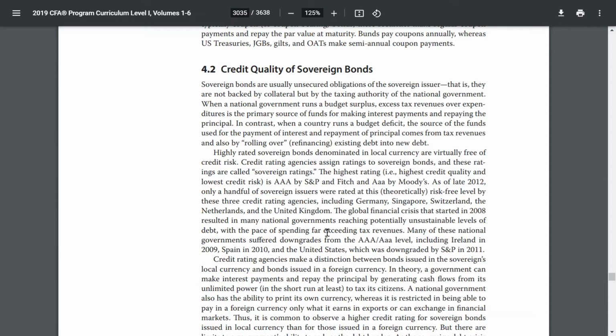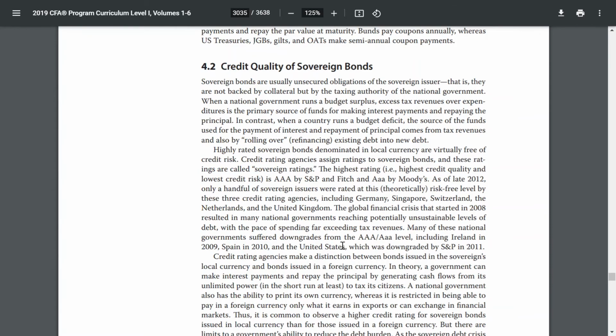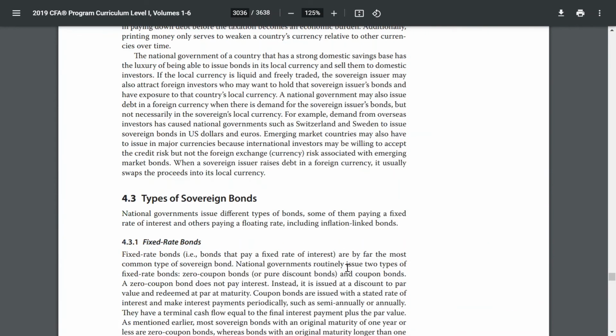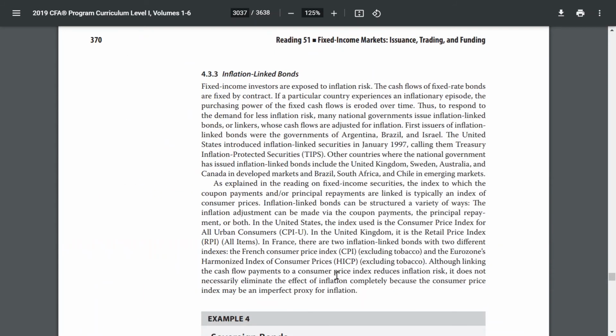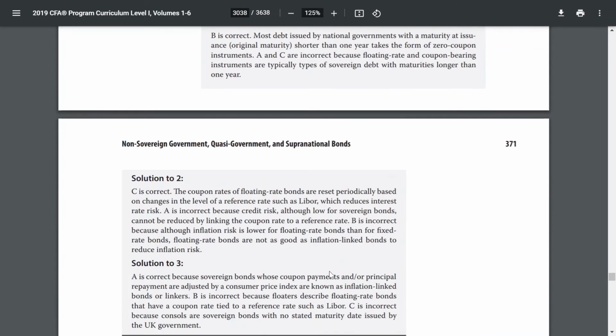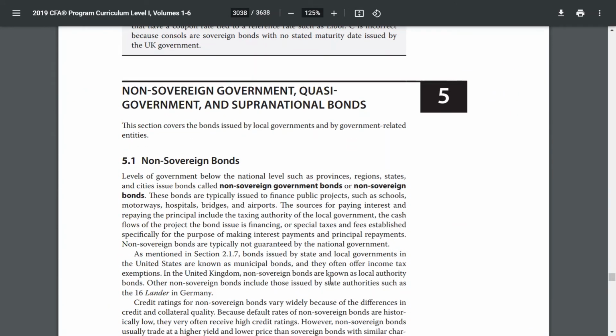Credit rating agencies make a distinction between debts issued by sovereign in local currencies and bonds in a foreign currency. Types of sovereign bonds: we've got fixed rate bonds, floating rate bonds, inflation-linked bonds, non-sovereign governments, quasi-governments, and supranational bonds.